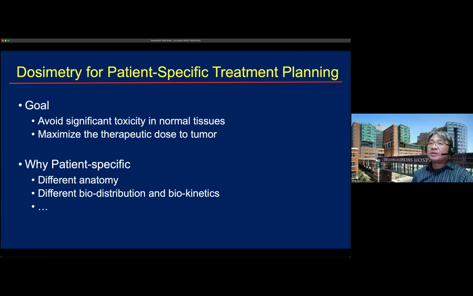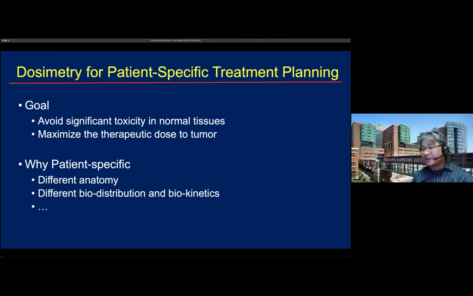So the goal of patient-specific treatment planning is to avoid significant toxicity to the normal tissues, but also to maximize the therapy dose to tumors. As I showed previously, 205 gray is kind of a threshold we want to reach when treating patients with this specific radiopharmaceutical. We also want to do it patient-specifically because each patient has different anatomies and different biodistributions, uptake, and biokinetics. So we need to do this at the patient level, individually for each patient.